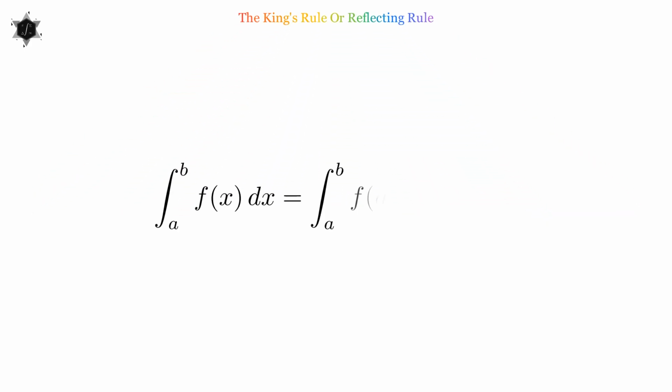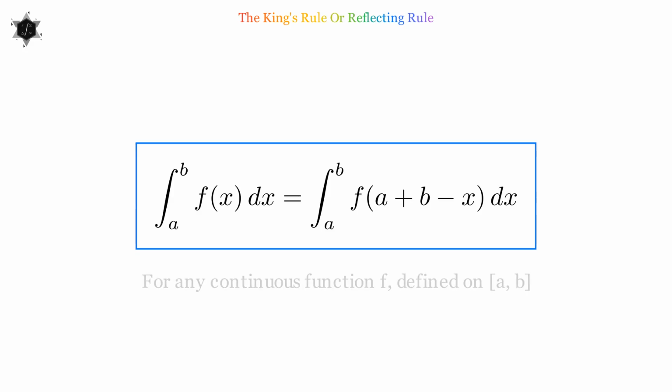This is King's rule. It states that for any continuous function f defined on the interval from a to b, the integral of f of x is exactly equal to the integral of f of a plus b minus x over the very same interval. In other words, reflecting the input of the function about the midpoint of a and b does not change the value of the integral. That is why it is also called the reflecting rule. Let's see why this is true.